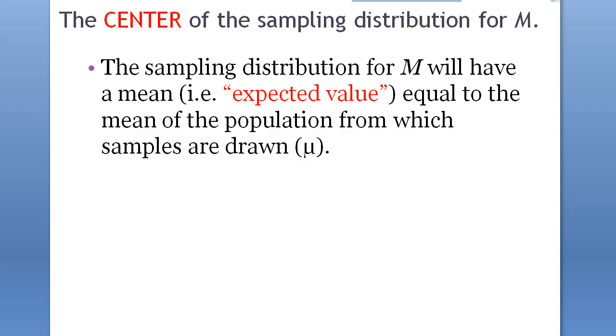The center of the sampling distribution for M: the sampling distribution of M will have a mean that is going to be the expected value, equal to the mean of the population from which the samples are drawn. The population mean was 50. So the mean of the sampling distribution, the mean of all the samples, is going to be the same. The expected value is going to be 50 in the previous example.